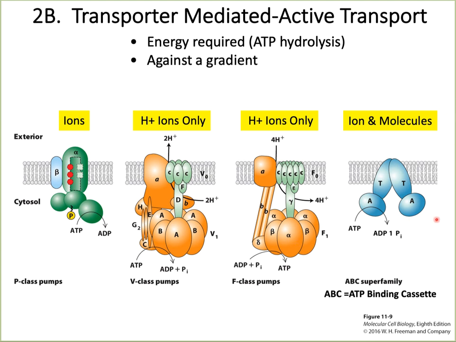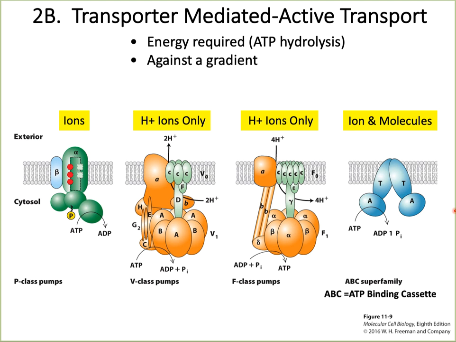The third class of pumps, which are the largest class of pumps, are known as the ABC superfamily of active transport pumps. ABC simply stands for ATP binding cassette. The structure of these pumps is very similar within this family. There are usually two large transmembrane regions labeled T and the cytosolic ATP binding and hydrolyzing region labeled here as A. Each ABC protein is specific for a single substrate or a group of related substrates like ions, sugars, amino acids, phospholipids, cholesterol, peptides, polysaccharides, or proteins.